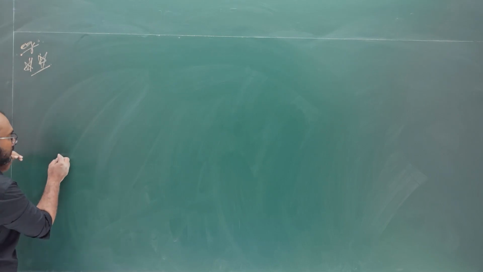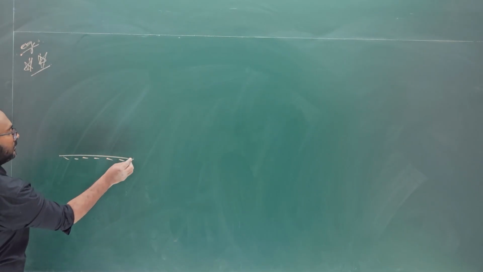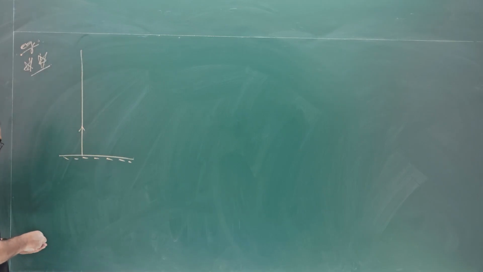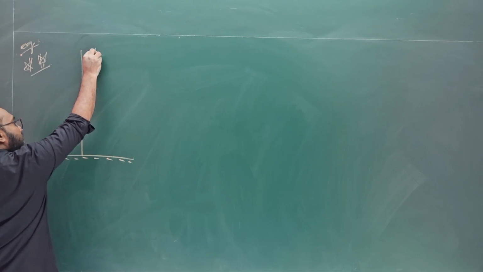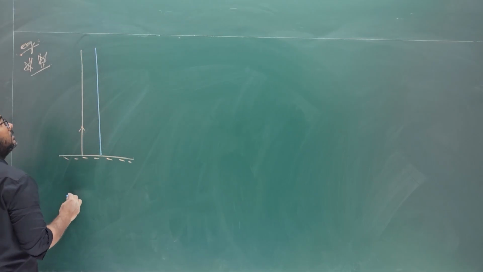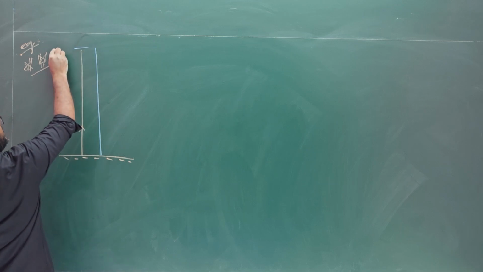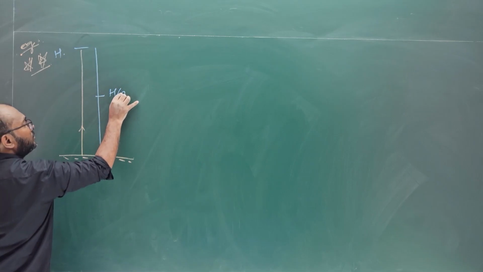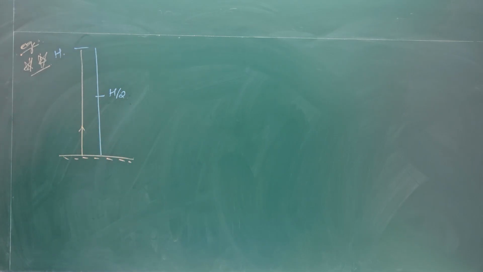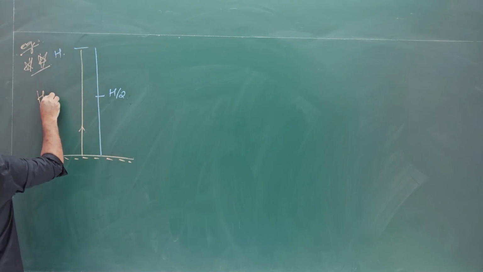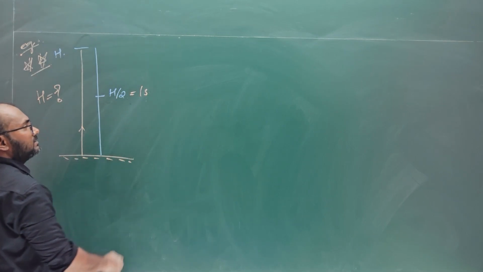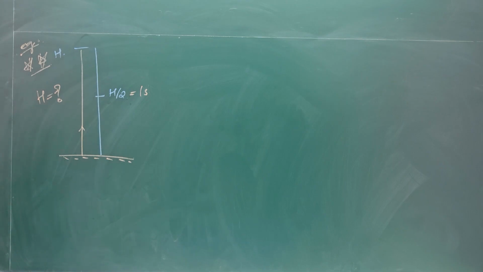Now listen to me. Consider an object is thrown. While returning to the ground, if this is your h max or maximum height, it covered h by 2 distance in last second. In what? Last second. All we need to calculate is the value of this h. Half height in 1 second. Can I say that last second means 1 second only, right?